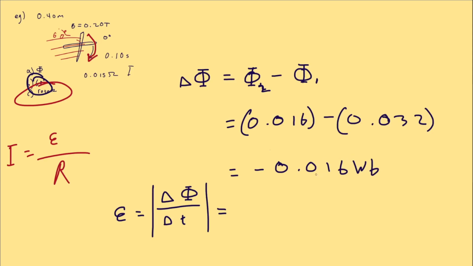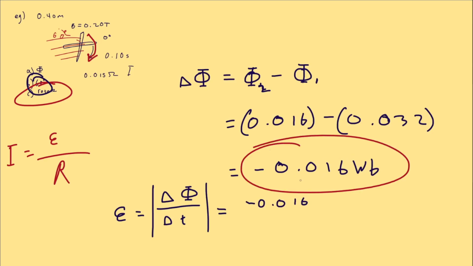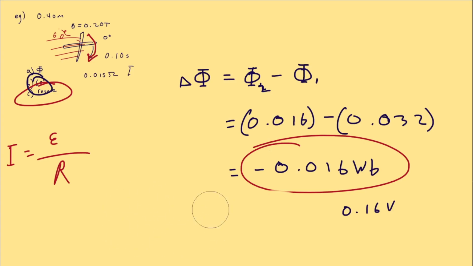So change in flux, negative 0.016, but since it's absolute value, we don't care about the negative. Divided by the time interval. This gives us 0.16 volts. This is the induced EMF that comes from our rotation.